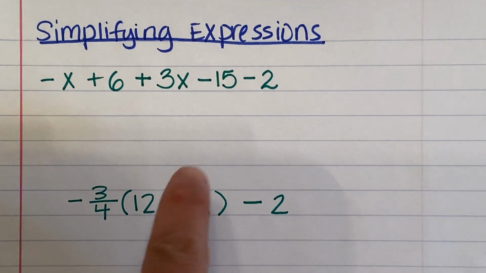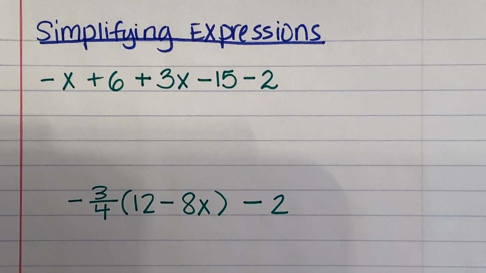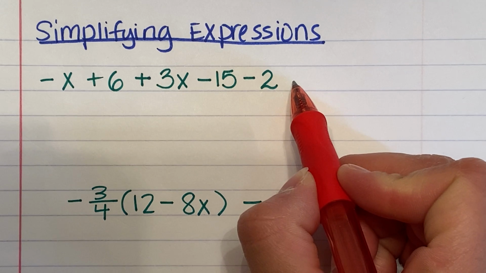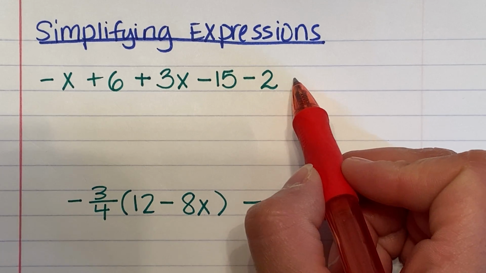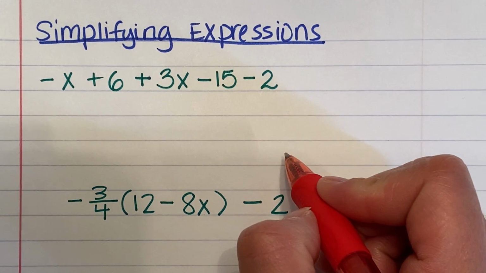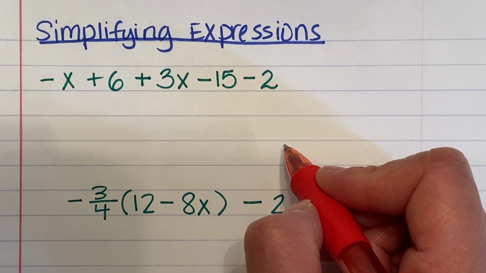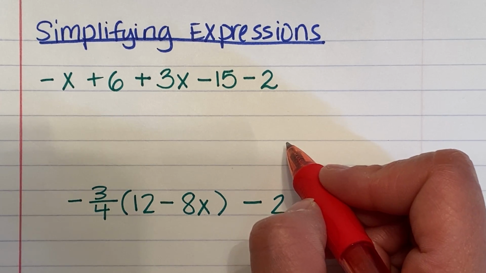Okay, so when we simplify expressions, you're going to notice there's no equal sign. So you just need to combine your like terms and combine them with the same sign. So you don't use opposite signs when you're simplifying. You use the exact same sign that's there.